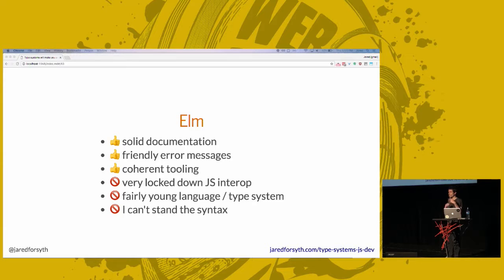And the build tools and the publishing tools are very well made. But the interop with JavaScript is very restricted in the interest of soundness, right? They want to make sure that, to the greatest extent possible, everything type checks. And so they don't have the compromises that you get in Flow.